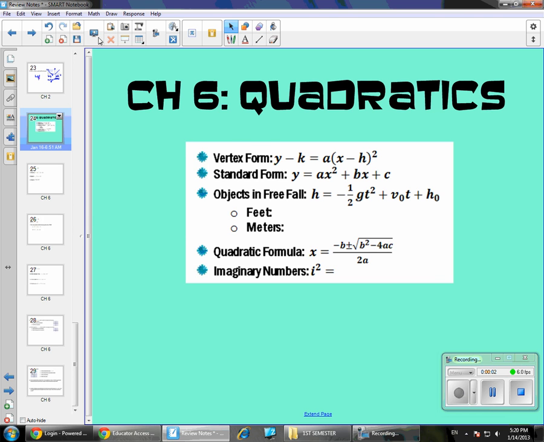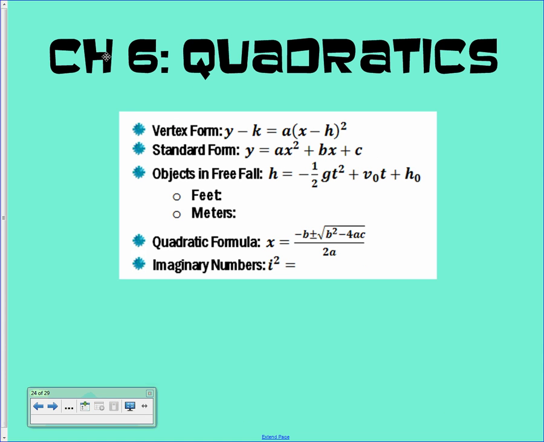Chapter 6 was on quadratics. So you can see a couple different forms. The vertex form was seen here, and then remember the actual vertex was noted by (h, k). Standard form, objects in free fall. Remember that this stood for the velocity, and this stood for the initial height. And then remember in feet, we were talking about 32 feet per second, and the meters was 9.8.